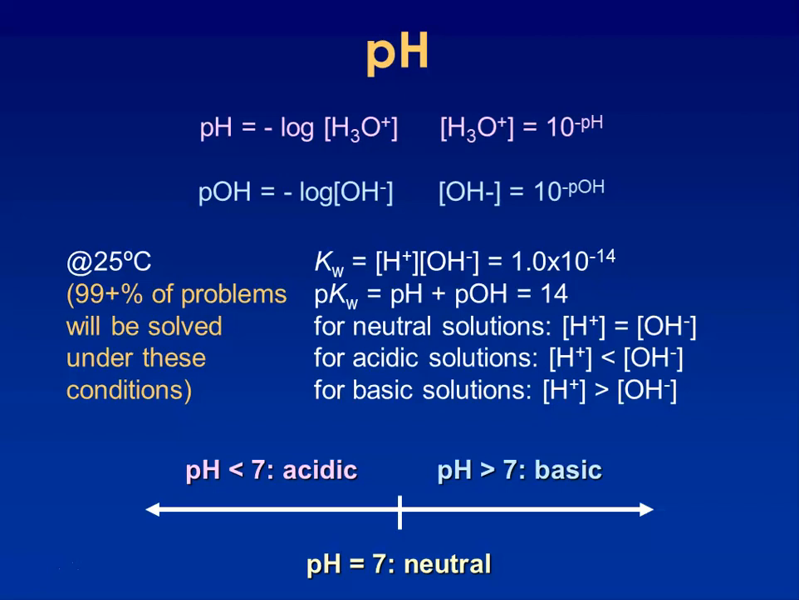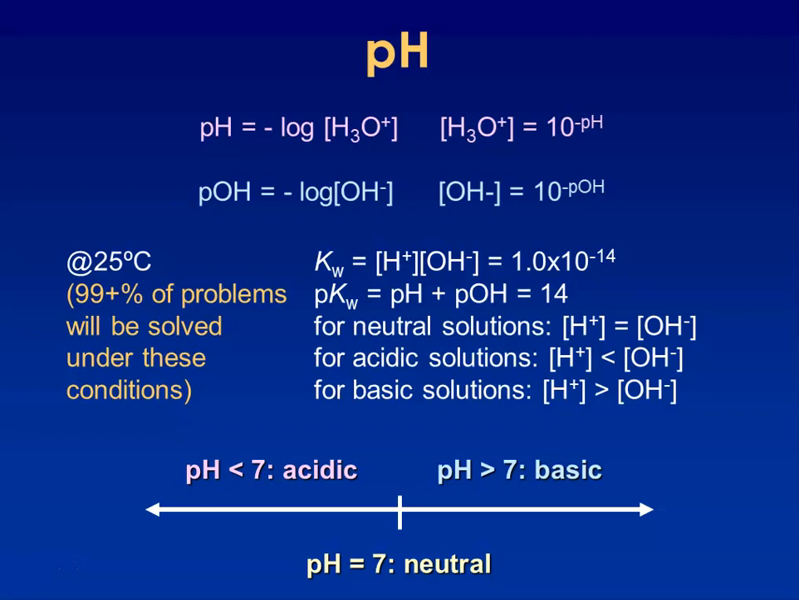pOH works exactly the same. Negative log of OH- is equal to pOH, and the OH- concentration is equal to 10 to the negative pOH. In equilibrium, we learned that temperature can change your K value. When we are at 25 degrees Celsius, room temperature, the equilibrium constant for when water dissociates into its hydrogen ions and hydroxide ions is very negligible.